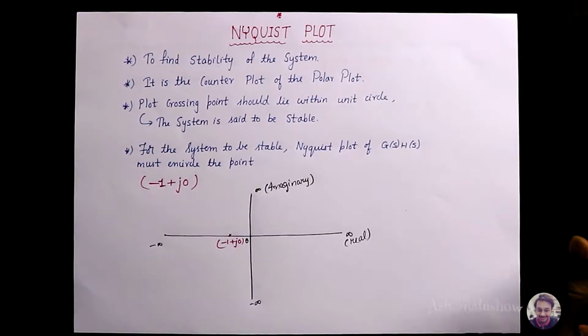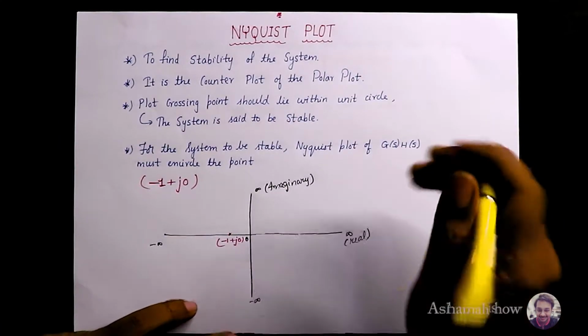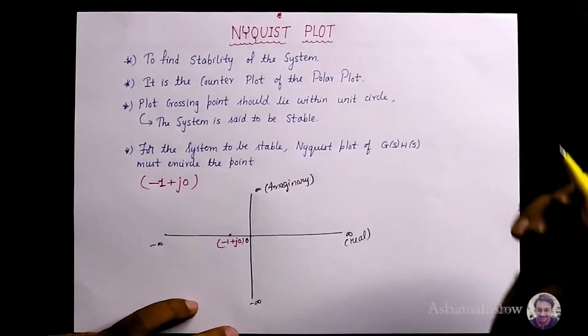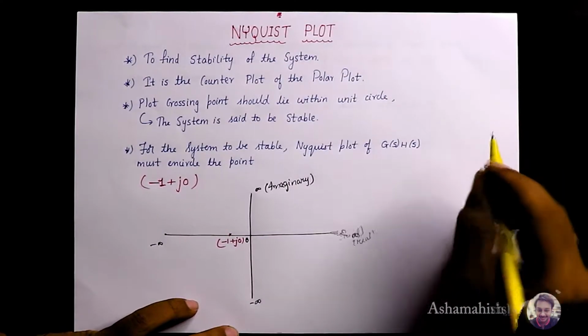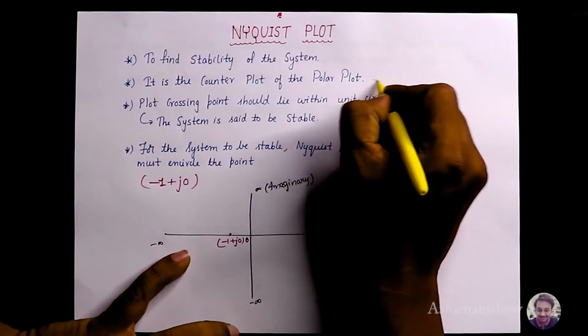So, what is a Nyquist plot? It is also used to find the stability of the system. The first point is that it is used to find the stability of the system, and it is a counter plot of the polar plot. This is a bit confusing, right? I'll explain.